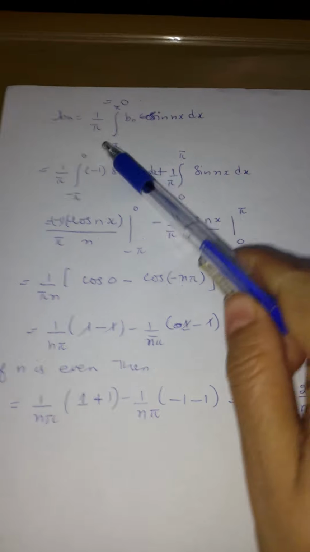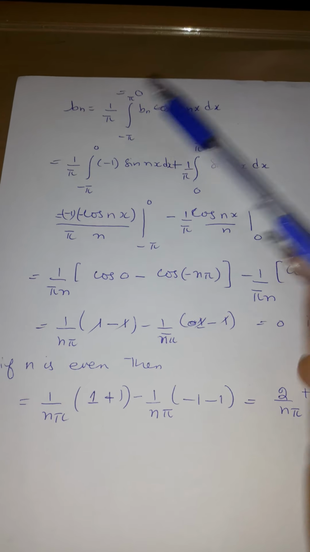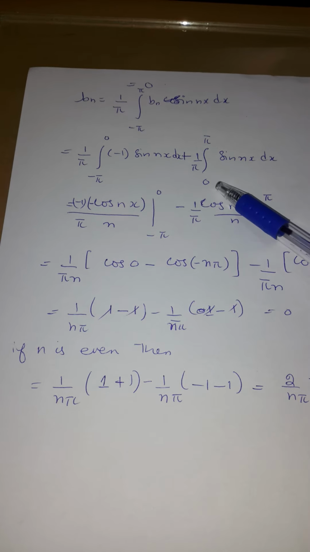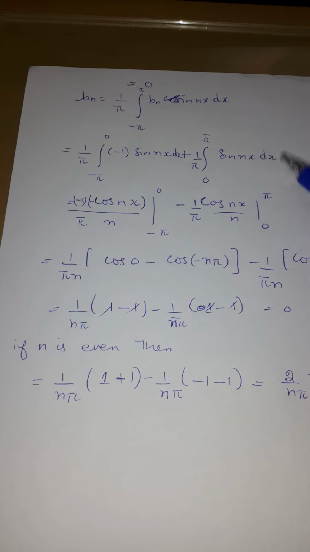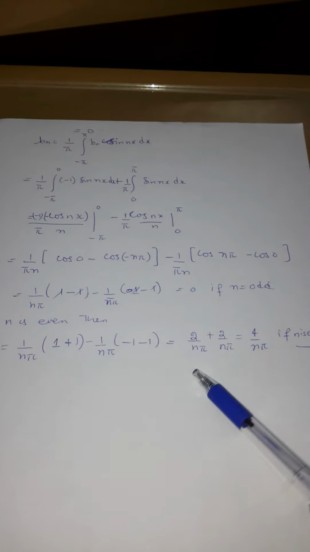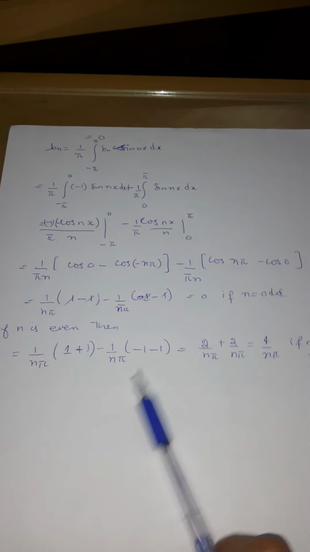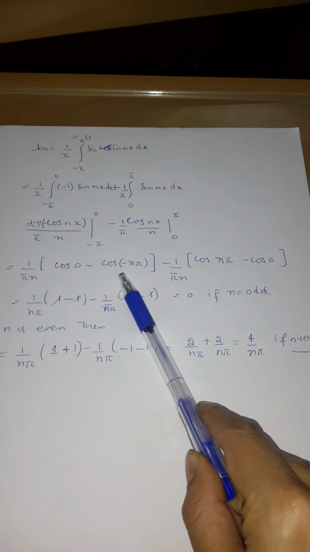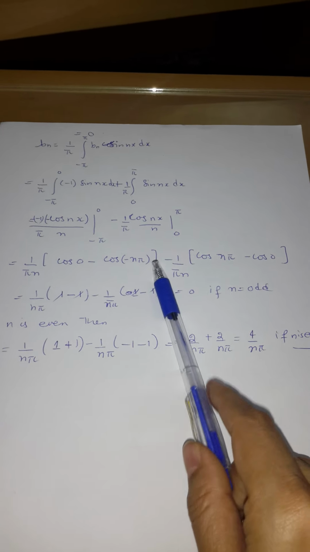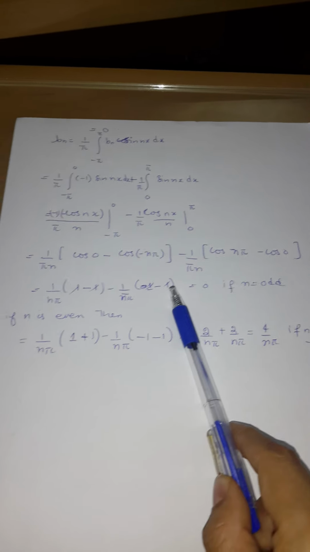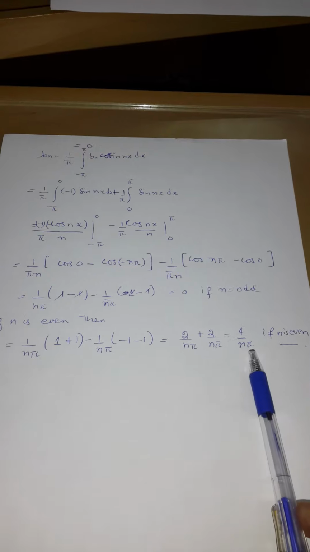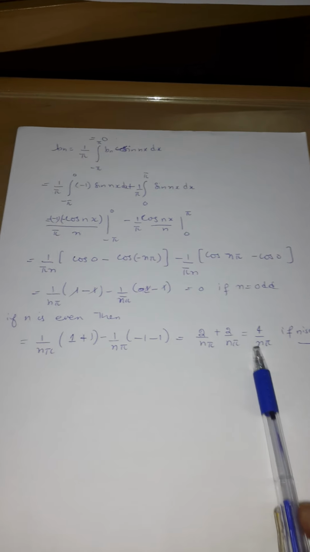And for b of n, we will solve b of n from minus pi to 0 with minus 1 times sine nx, and from 0 to pi with 1 times sine nx. After solving this, we will have two cases here, because cos of n pi is positive for even values and negative for odd values. So when n is even, it will give you 0, and when n is odd, it will give you 4 over n pi. So this is the solution of this equation.